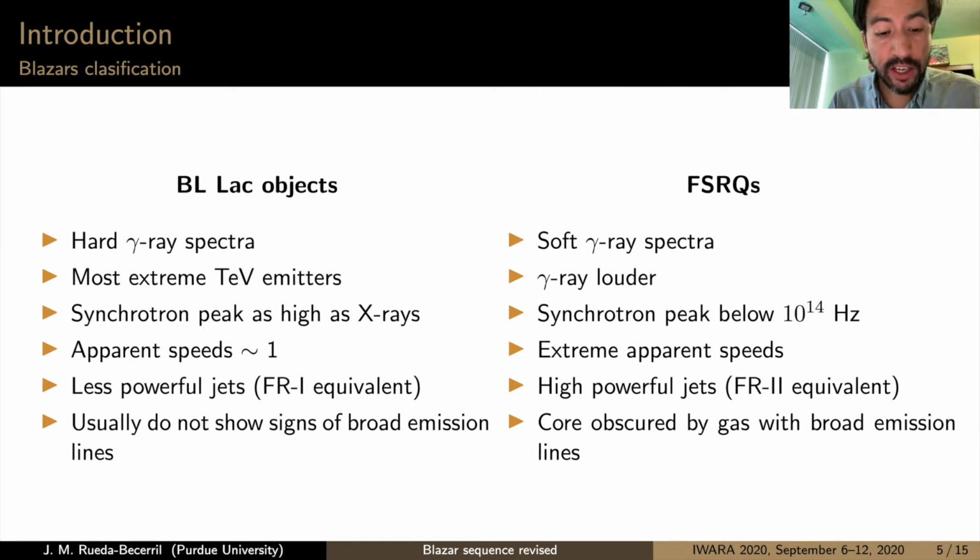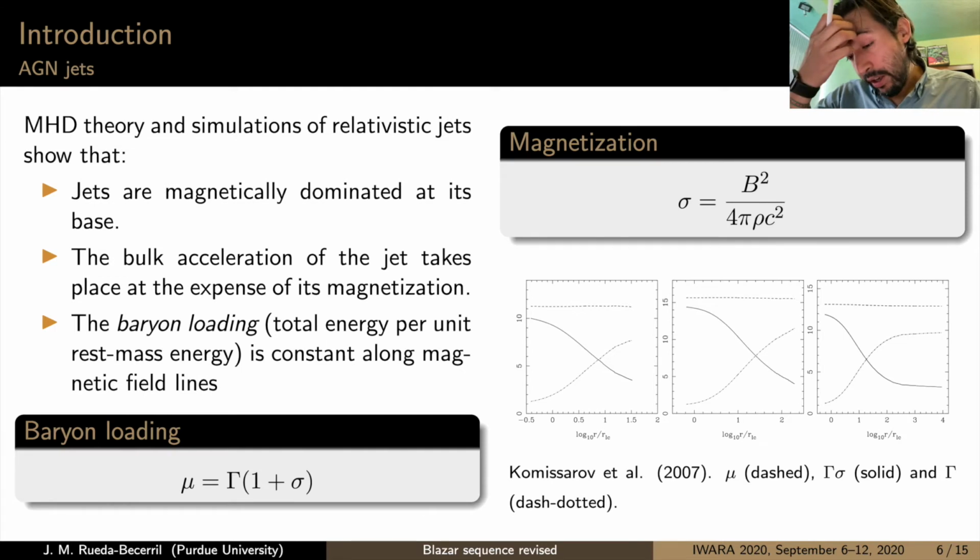BL Lac objects usually do not show signs of broad emission lines, while FSRQs have their core obscured by gas with broad emission lines. That is on the observational side.